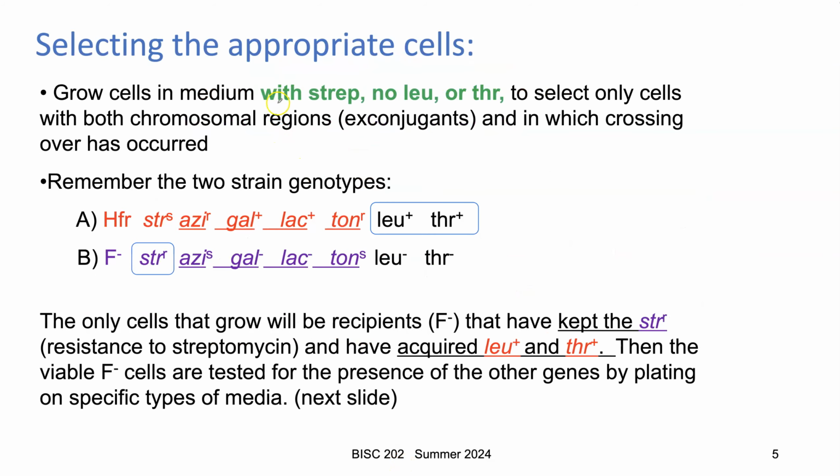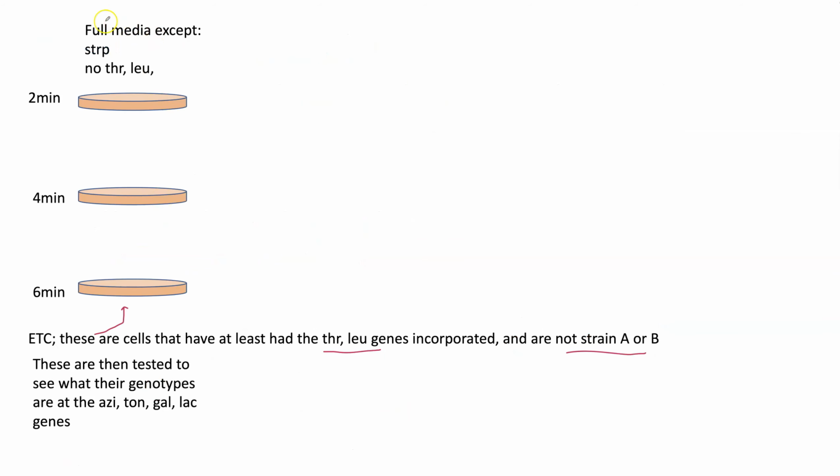That's the information we're trying to find out with this experiment. Okay, so you've grown those cells in the medium with no leucine or threonine, but with streptomycin. So that basically selects for this, and the only way you can get those together is if there's been some sort of crossing over between the two chromosomes. So we're selecting cells where we know some crossing over has taken place, and then it's just which other genes have been incorporated, right? So this is just an example. This is our original plating experiment. We plate a bunch of cells after 2, after 4, after 6, after 8, 10, etc.